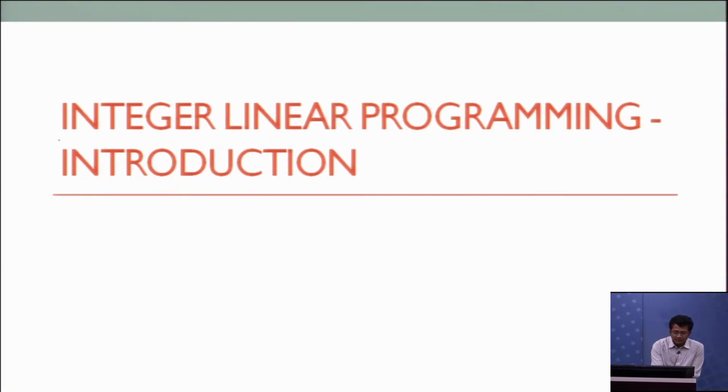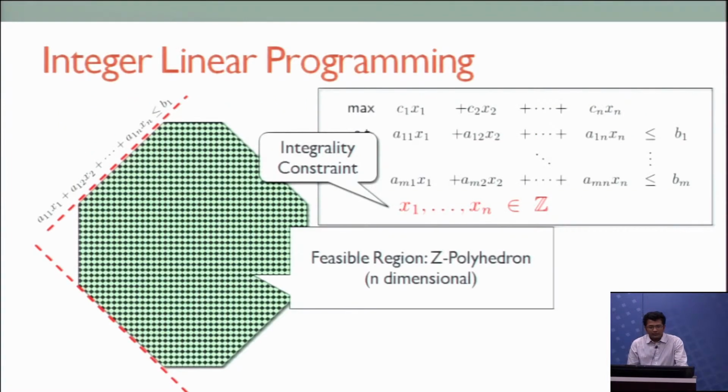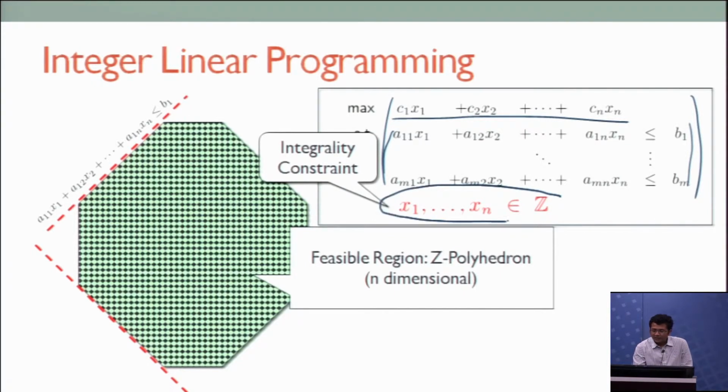This lecture is going to be an introduction of the topics that we will be covering under integer linear programming this week. So what is integer linear programming? So far we have been studying the linear programming problem, which is to maximize a linear function c1x1 plus c2x2 through cnxn subject to linear inequality constraints. Now, as we mentioned in the very first week, we study integer linear programming, which adds these extra integrality constraints that say x1 through xn are integers.